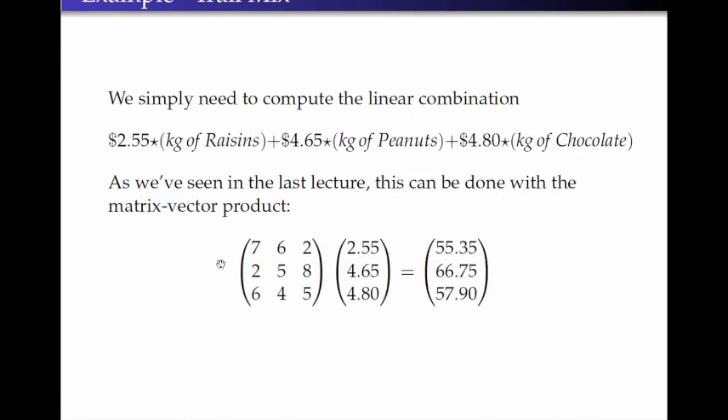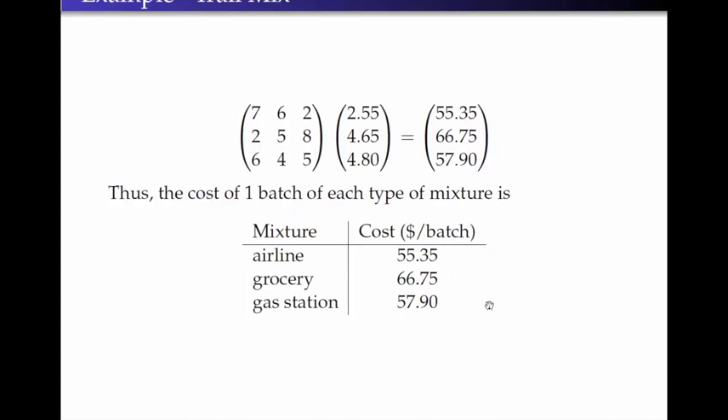So, if I take the data table just as it is, this is the first row of the data table, the second row, and the third row, and I multiply it by that cost vector, what I'll get is the cost of producing the airline, the grocery, and the gas station mixtures, respectively. So, just putting this information into a table, here I've figured out the cost of each type of mixture using a matrix vector product.